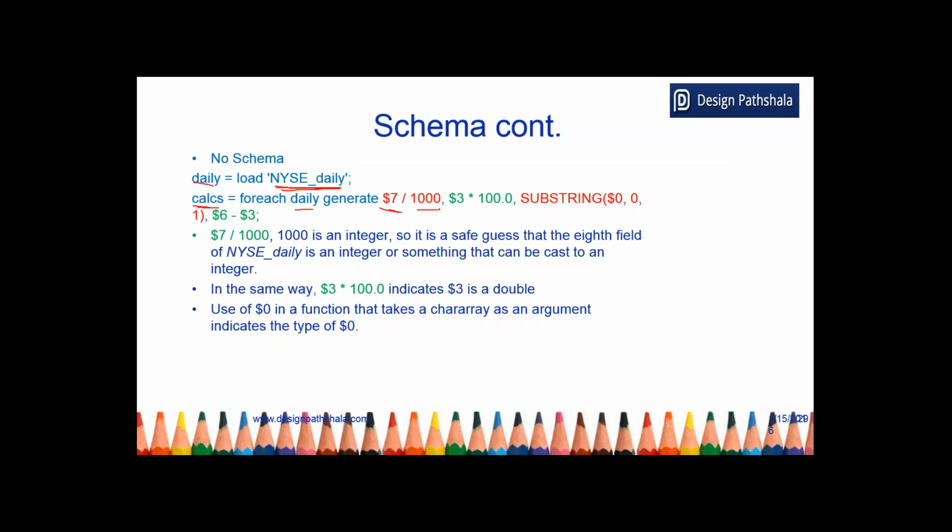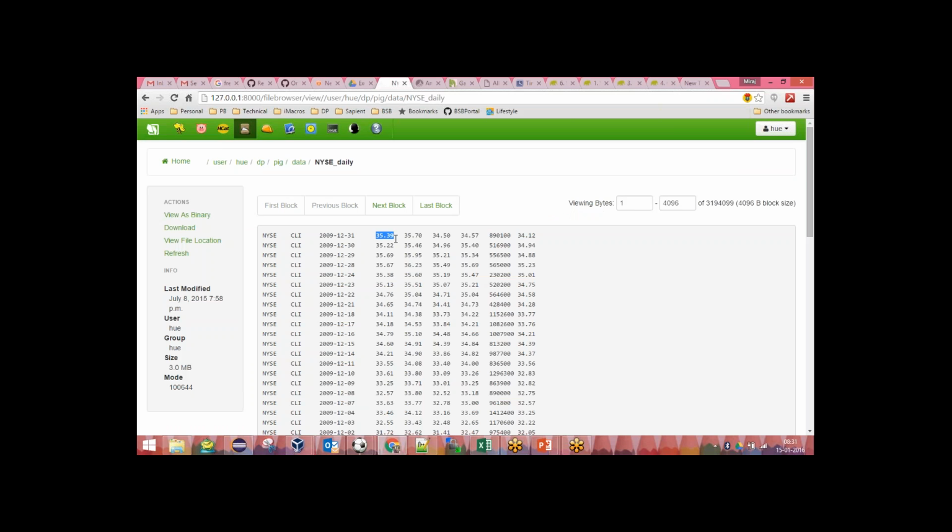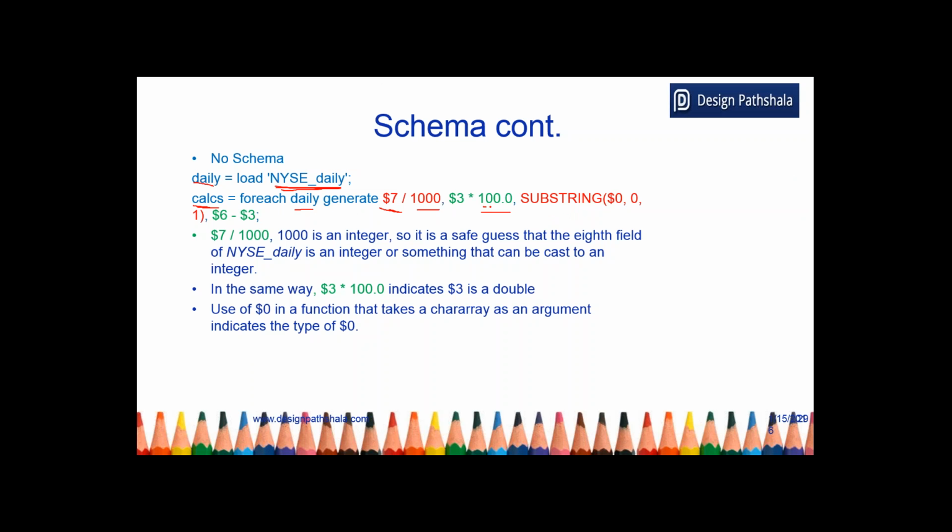So if I'm doing some division operation on this column, and the division is by 1000, it assumes safely that this column type is integer because I'm doing division with an integer. And that will typecast $7 to integer and do the operation. Then I'm doing $3 into 100.0. That is a double kind of thing. If you look at the fourth column, first, second, third, and fourth, that is a kind of double. If I'm doing multiplication with 100.0, it will assume that as a double and will typecast $3, that is the fourth column, to double and do the operation.